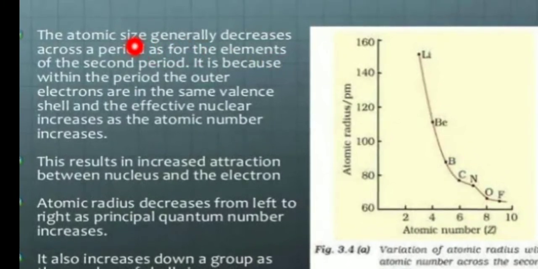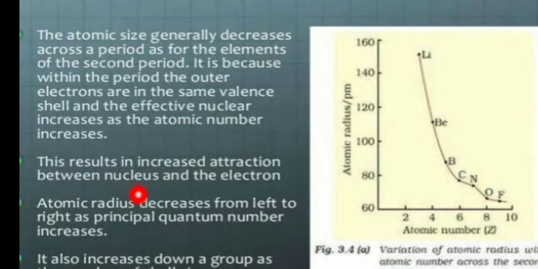The atomic size generally decreases across a period, as for the elements of the second period. It is because within the period the outer electrons are in the same valence shell and the effective nuclear charge increases as the atomic number increases. This results in increased attraction between the nucleus and the electrons. Atomic radius decreases from left to right.